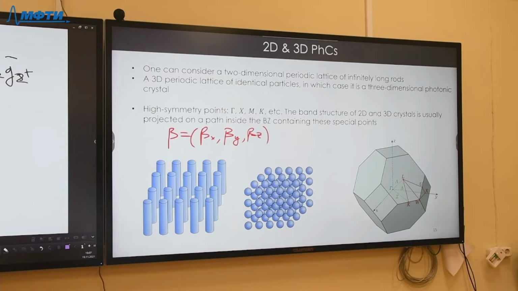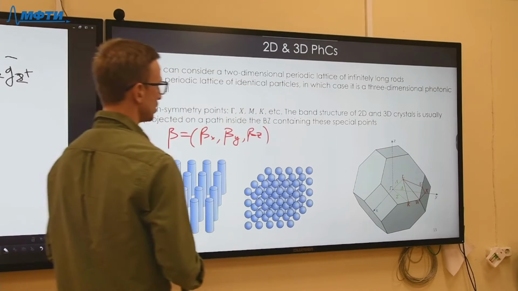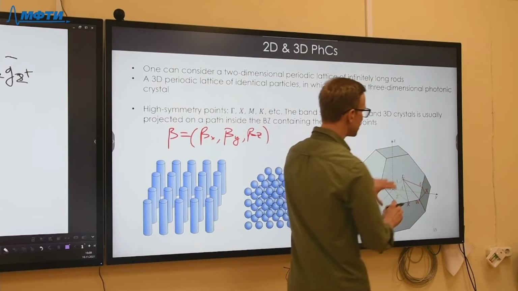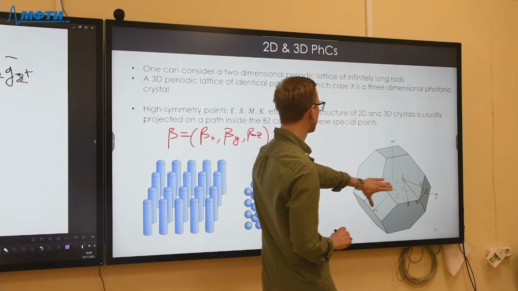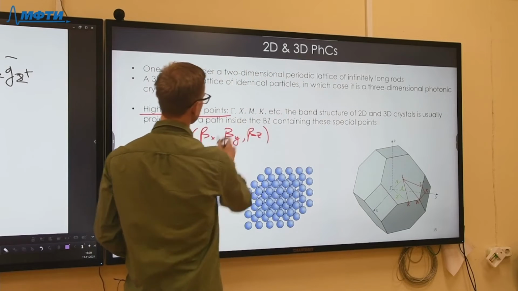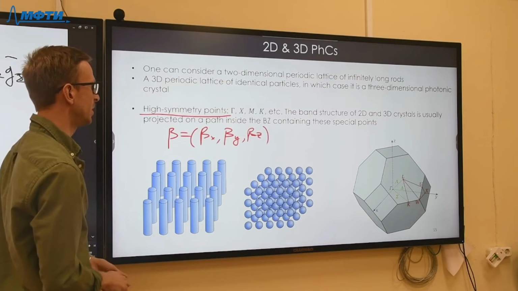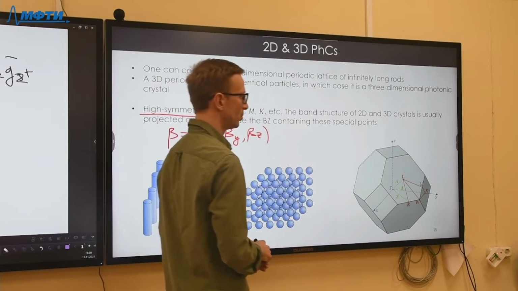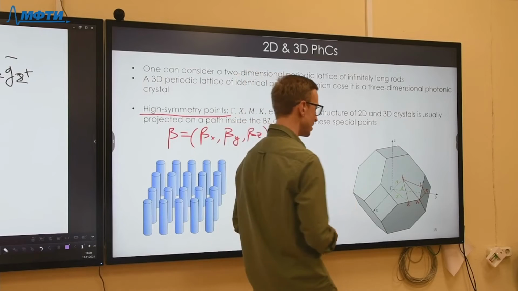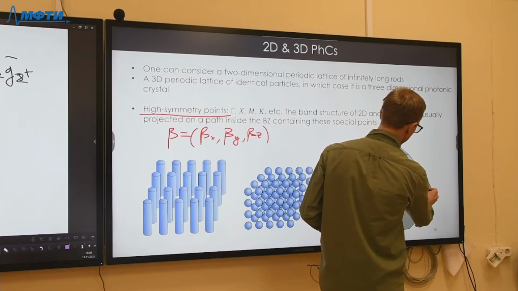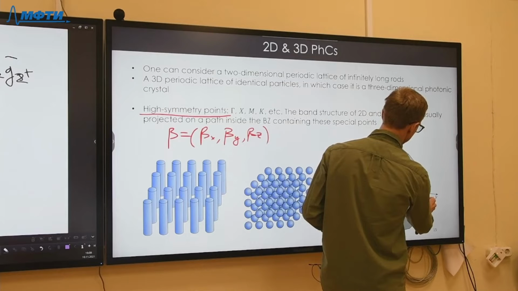But what people do in order to simplify visualization is that they choose a set of very special points on the surface of the Brillouin zone. These are called high symmetry points. And they are always notated with capital symbols: Gamma, X, M, K, X, U, V, W, and so on and so forth. And these points are located in very special places of our Brillouin zone that have high symmetry.